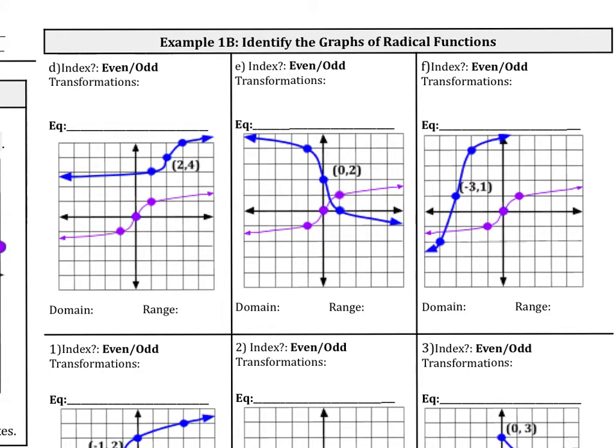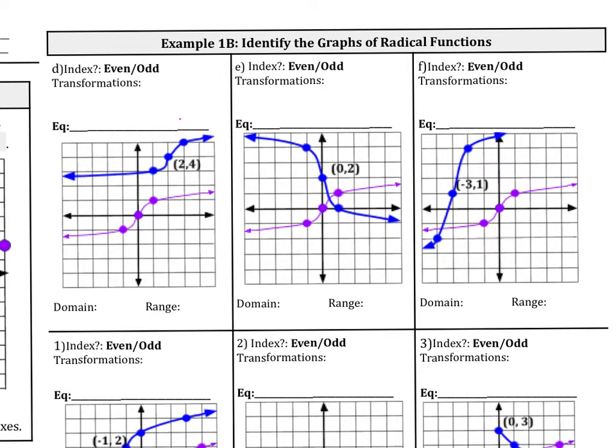Chapter 5.3, Example 1b. Now we are going to identify the functions, and these are the parent functions, which are the cube root functions. So you can see that these are all cube root functions, so we can identify them as odd functions. So this function is going to be an odd function, so that's going to be a cube root odd function.